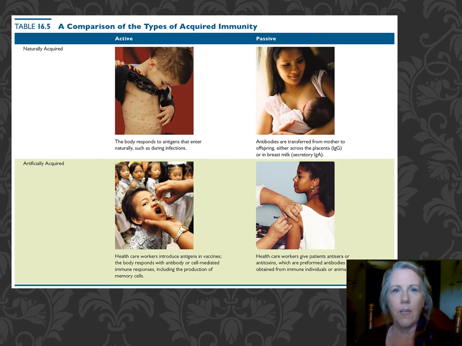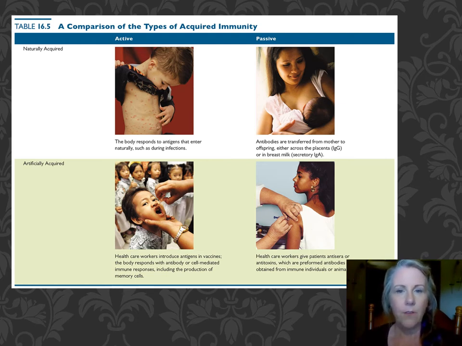Now, types of acquired immunity. So there are two major types of acquired immunity, and that is naturally acquired and artificially acquired. Where I want you to look is on the left side of this table. Now, naturally acquired immunity is acquiring adaptive immunity through normal events like exposure to infectious agents or exposure through the placenta or through breastfeeding. Now, the bottom half of this table, artificially acquired immunity, in general, is acquiring adaptive immunity through immunizations. This can be oral administration or injections. For these immunizations, these can be antigens, antisera, antitoxin, or preformed antibodies. Those are the two major differences.